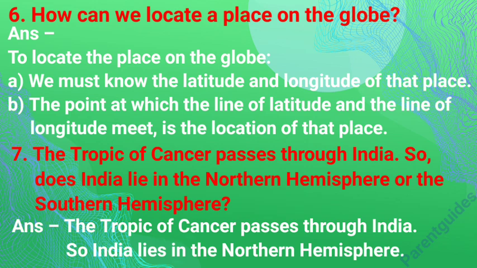6. How can we locate a place on the globe? Answer. To locate a place on the globe, A. We must know the latitude and longitude of that place. B. The point at which the line of latitude and the line of longitude meet is the location of that place. 7. The Tropic of Cancer passes through India. So, does India lie in the northern hemisphere or the southern hemisphere? Answer. The Tropic of Cancer passes through India. So, India lies in the northern hemisphere.